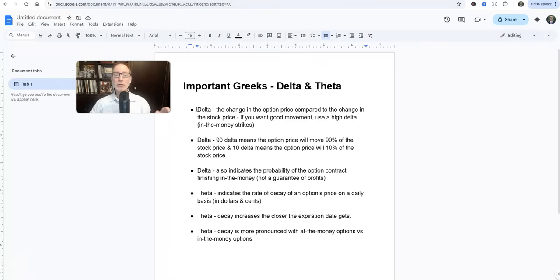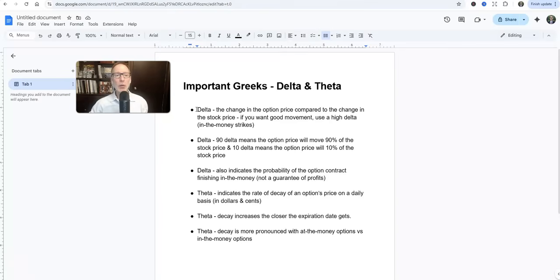All right, so the deltas range from 0 to 100, 0% to 100%. And it tells you how much that option price should move along with the stock. So if you have a delta of 50 and the stock moves $1, that option price should move up about 50 cents per contract, which is 50% of the stock's movement. If you have an option contract with a 90 delta, that means if the stock moves up $1, that call option should move up about 90 cents per contract, or 90%. If you have a 10% delta, the option is going to move only about 10 cents for every dollar that the stock moves.